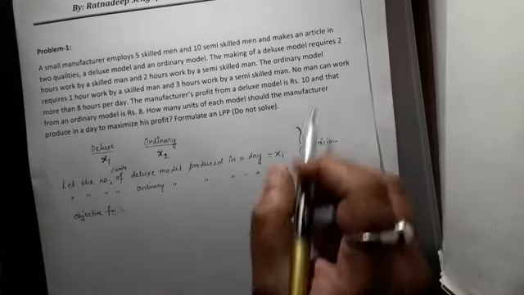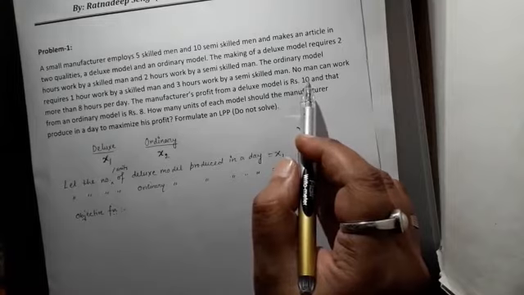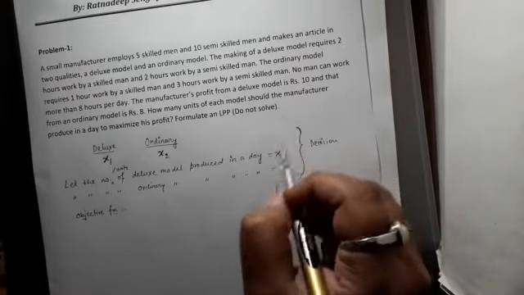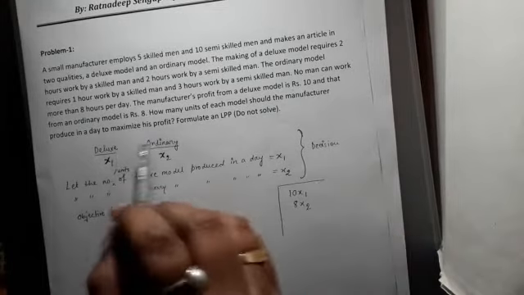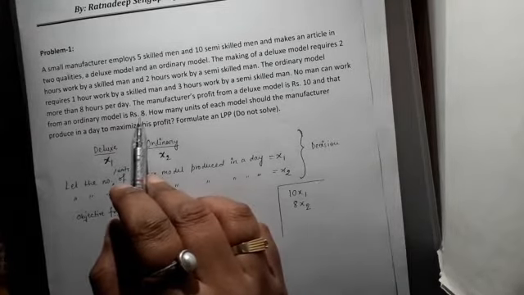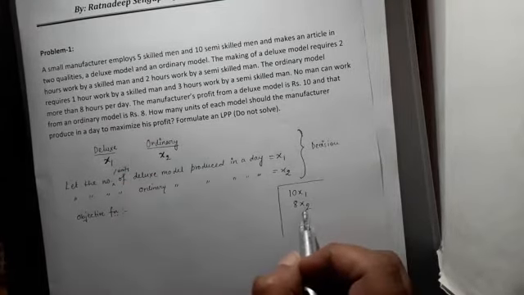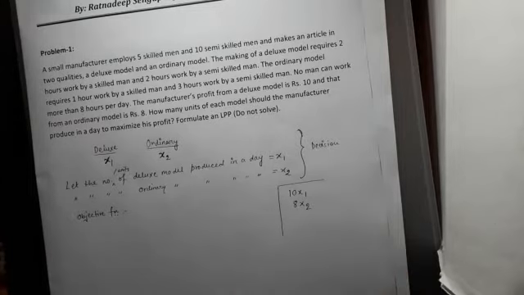Okay, so from one unit you are earning rupees 10 from a deluxe model. From x1 units you will earn 10x1, and from one unit of ordinary model you are earning rupees 8. So from x2 units of ordinary model you will earn 8x2. So what is the total profit for the manufacturer in a day?